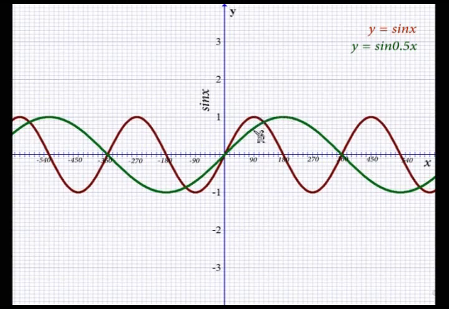Our peak here, which was at 90, now is occurring at 180 after we divide by 0.5. This intercept, which was at 180 degrees, is now intercepting at 360 degrees. And again, that's because we take these values and divide by the coefficient of x.